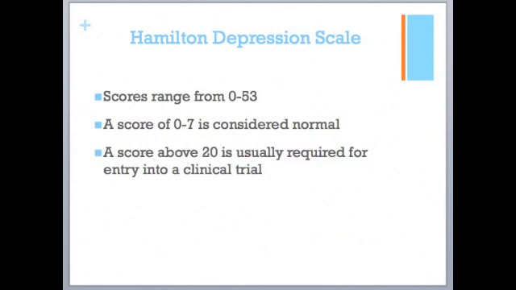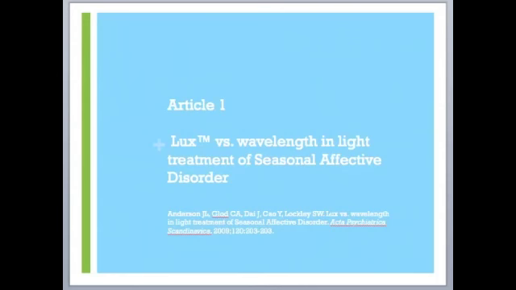The score results range from 0 to 53, where a score of 0 to 7 is considered normal and a score above 20 is usually required for entry into a clinical trial. The first article we're going to discuss is Lux versus Wavelength in Light Treatment of Seasonal Affective Disorder.